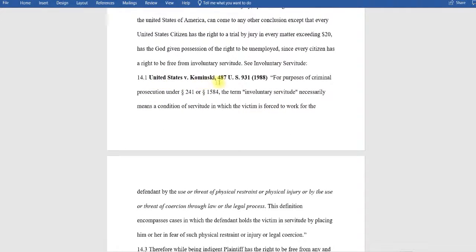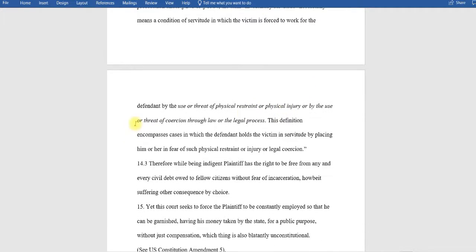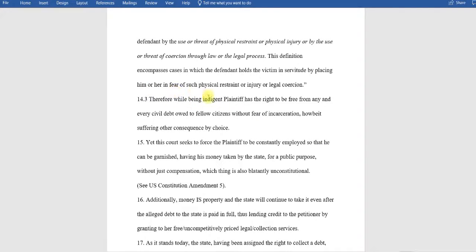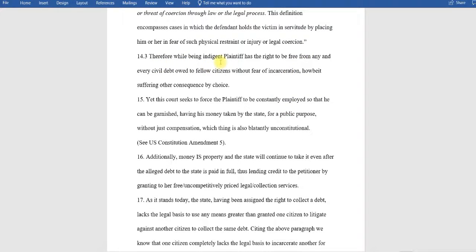Okay? There's United States versus Kaminsky. For the purpose of criminal prosecution, the term involuntary servitude necessarily means a condition of servitude in which the victim is forced to work for the defendant by the use of threat or physical restraint or physical injury, or by the use of threat or coercion through law or the legal process, not the lawful process, the legal process. This definition encompasses cases in which the defendant holds the victim in servitude by placing him or her in fear of such physical restraint or injury or legal coercion. Okay? Therefore, while being indigent, plaintiff has the right to be free from any and every civil debt owed to fellow citizens without fear of incarceration, howbeit suffering other consequence by choice. So if I have the right to be a bum, okay, we're going to get into that too.